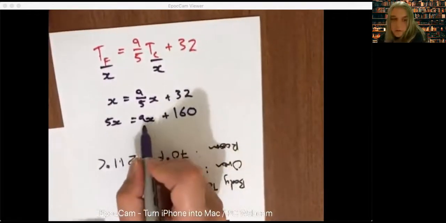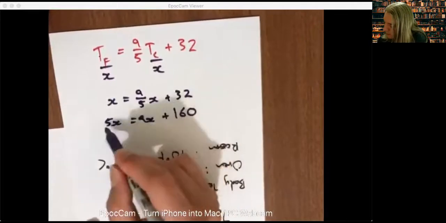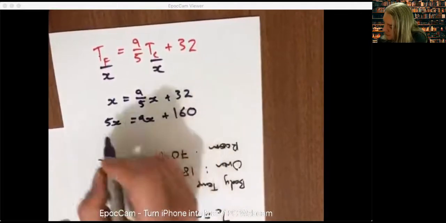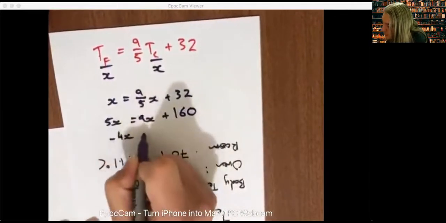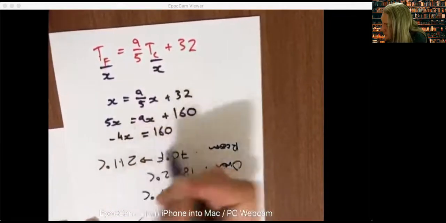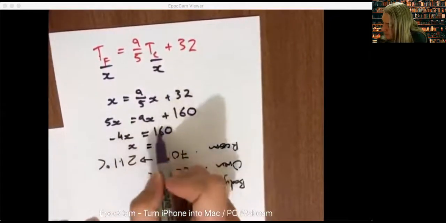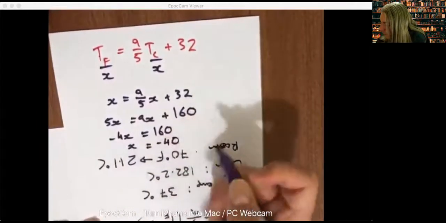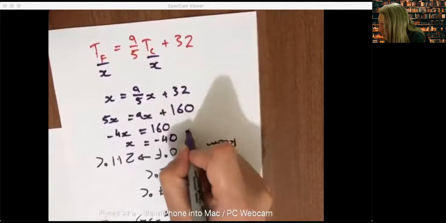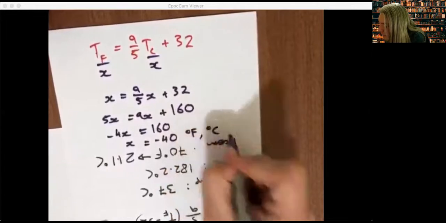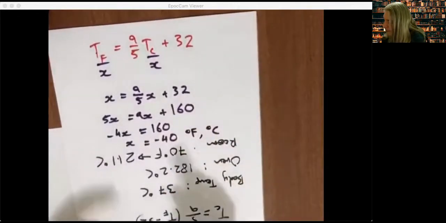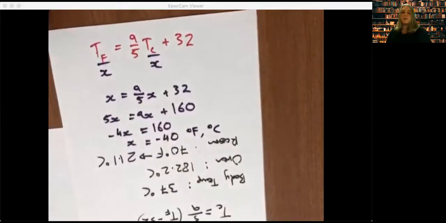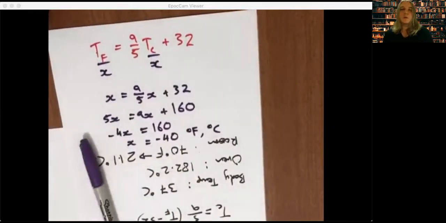And then we can figure out which way we want to do this. I'm going to move the x's over here. So minus 9x gives us minus 4x equals 160. So x is equal to 160 divided by negative 4, or negative 40. So x is equal to negative 40 degrees Fahrenheit and degrees Celsius. It is the one temperature at which Fahrenheit and Celsius are the same, negative 40 degrees of either.